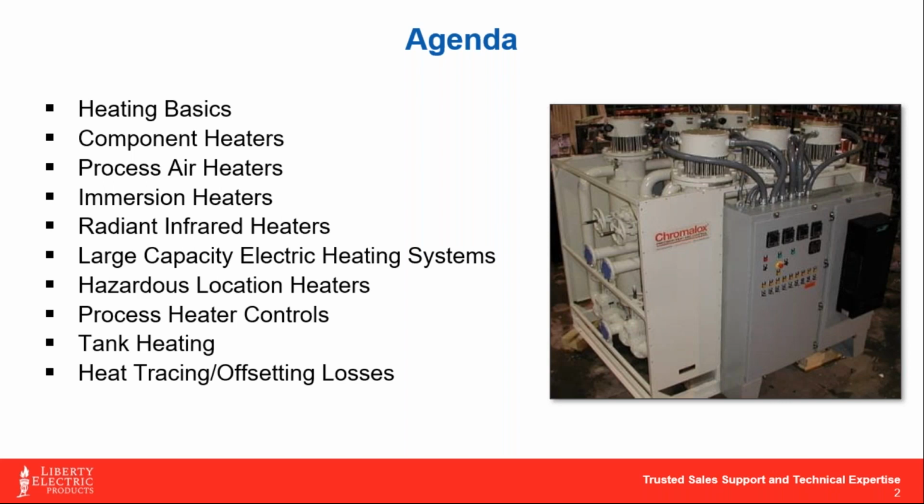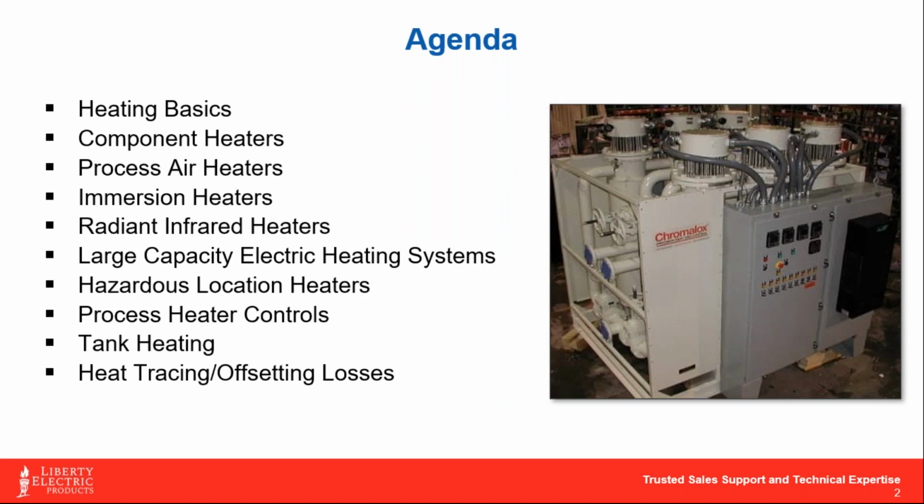There are a few things that we just want to make sure that you understand, a little bit of the terminology, the jargon that you'll typically see associated with electric heat applications. And then we're going to go through and talk about each of the specific heater groups that you will most prominently see within these types of applications. So component heaters, process air heaters, immersion heaters. We're going to spend a little bit of time on that one because there are several products involved in it. Infrared, radiant and infrared heaters, large capacity systems, hazardous location.